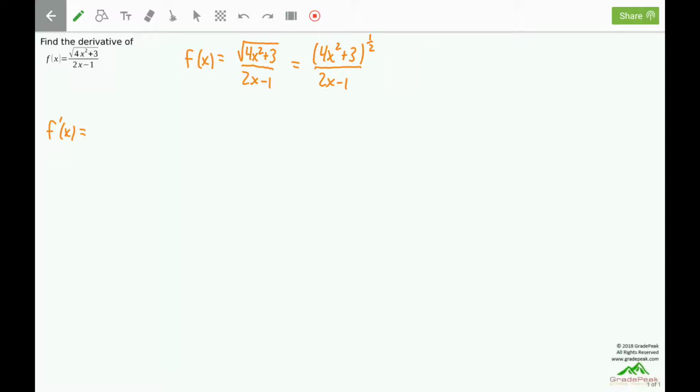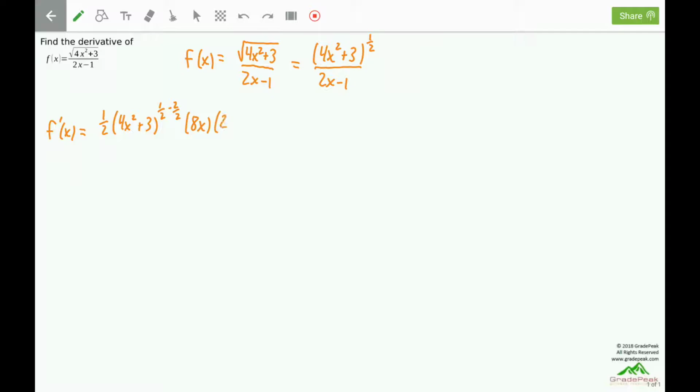The derivative of the numerator, bring the power down, 1/2. Leave the inside alone, 4x squared plus 3. Subtract 1 from the power, I will call that 2/2. But then multiply by the derivative of the inside to complete the chain rule. The derivative of the inside will be an 8x. That's all the derivative of the numerator.